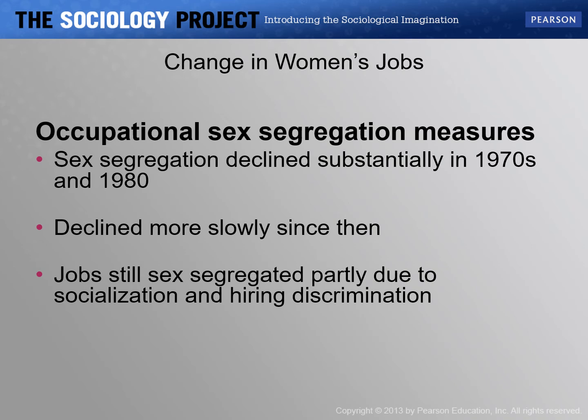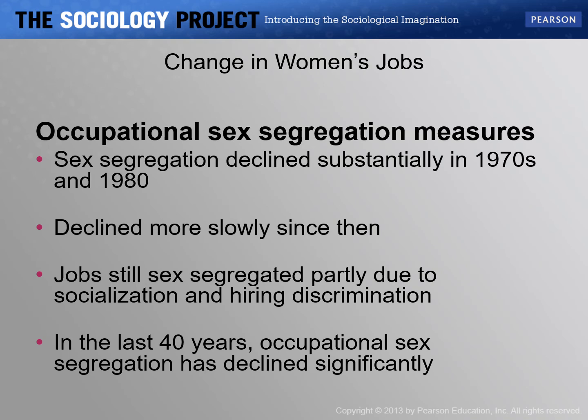Jobs are still segregated, partly due to socialization and hiring discrimination. For example, at Illinois Valley Community College, we've had a whole litany of college presidents, all but one are men, and there's probably a good 16 or so. Women aren't seen as at the top of an organization as much as men are, and so the segregation still goes on. It happens in certain security jobs like police and fire and nuclear power plants. In the last 40 years, occupational sex segregation has declined significantly. Maybe we'll get a woman president someday, but I'm not sure. Maybe a woman vice president.